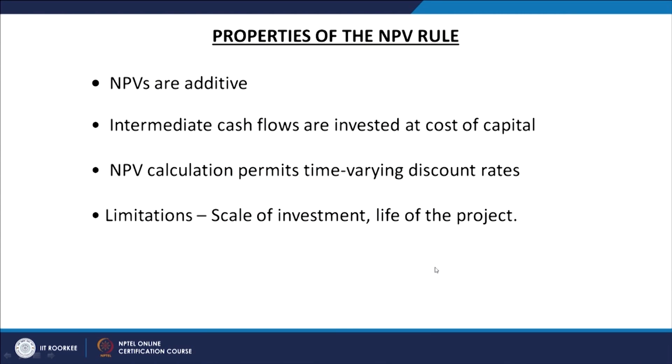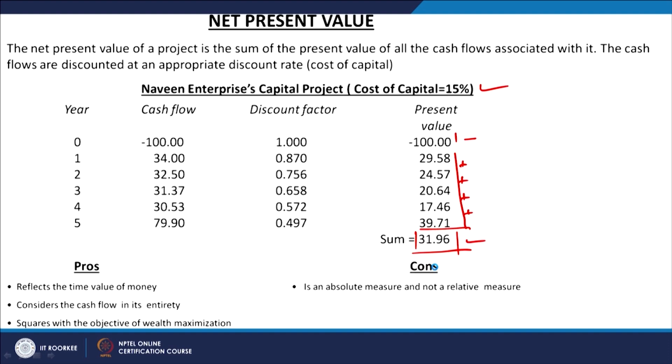So, this is the additive value, that the NPV of the different small projects can be added together and the total net result can be worked out. The second major property is that the intermediate cash flows are invested at the cost of capital. So, it means when we are talking about the cash flows available here, the total cash flow available here.